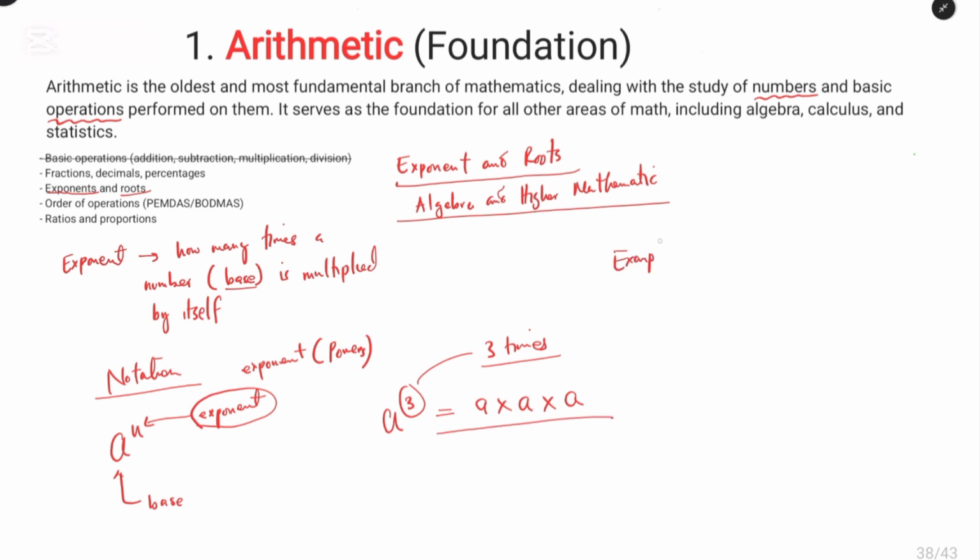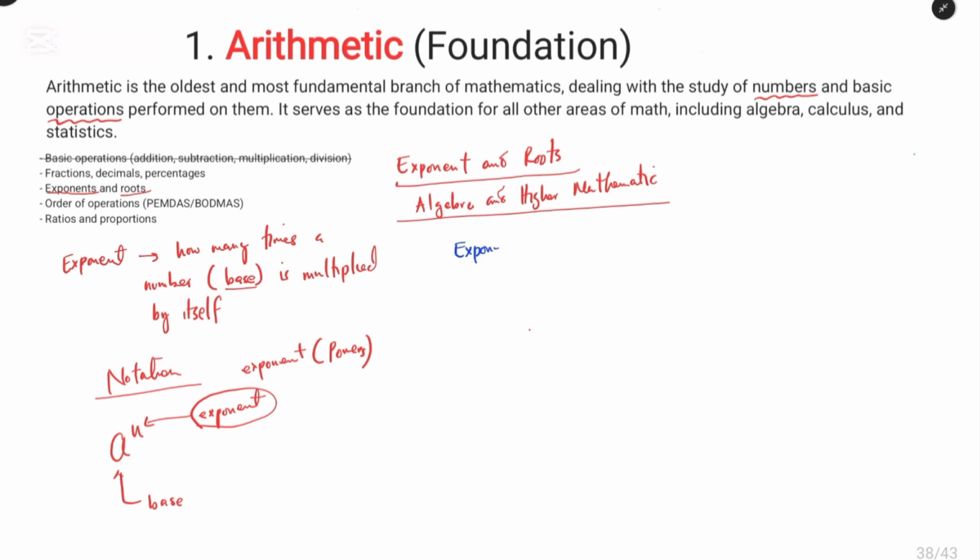An example is straightforward. If we have 5 raised to the power 2, then it will give us 5 times 5, which is 25. Or 2 to the power 3, we have 2 times 2 times 2, which gives us a value of 8. Exponent itself is straightforward. However, there are some key exponent rules.